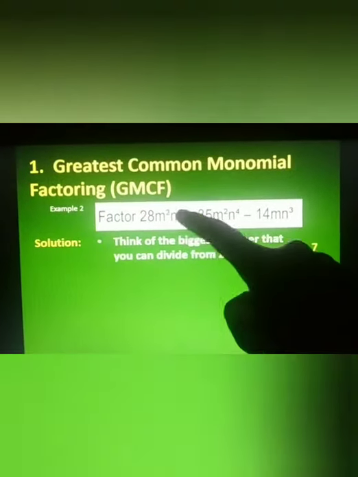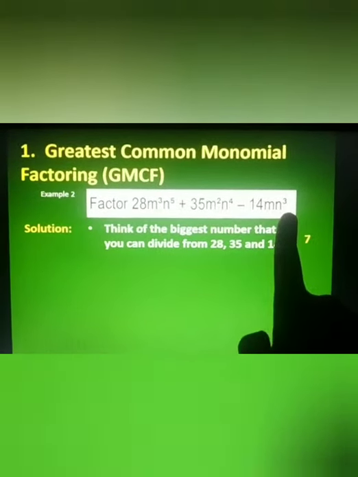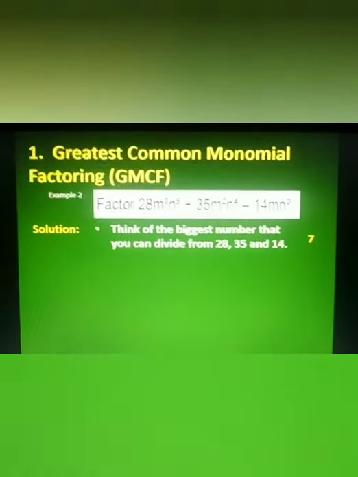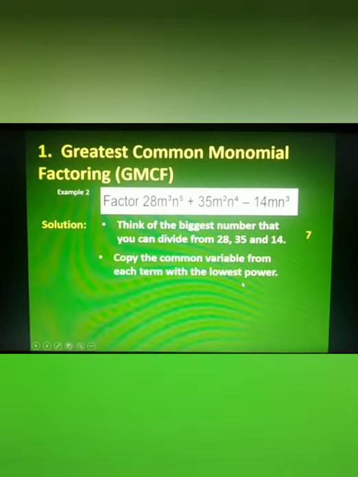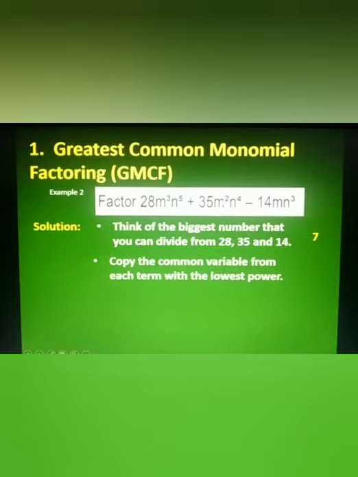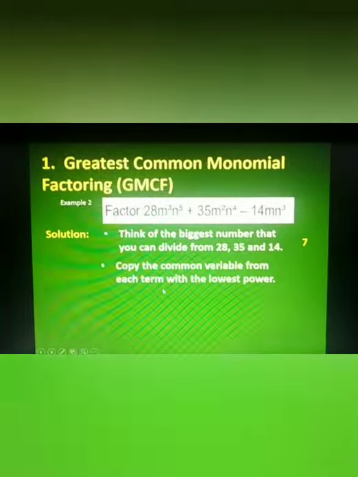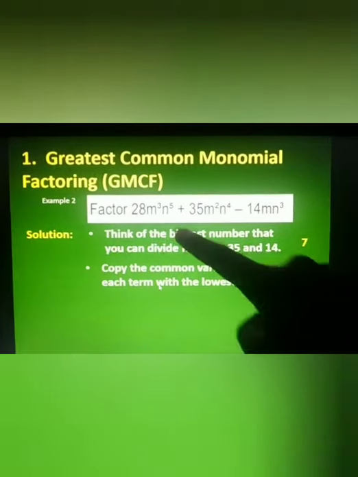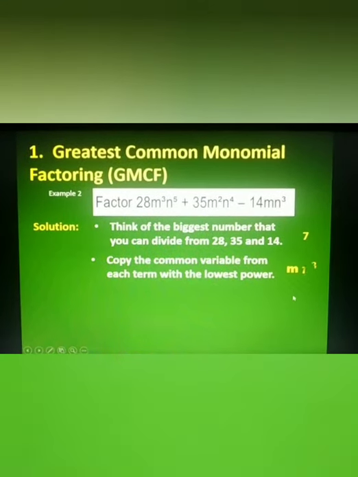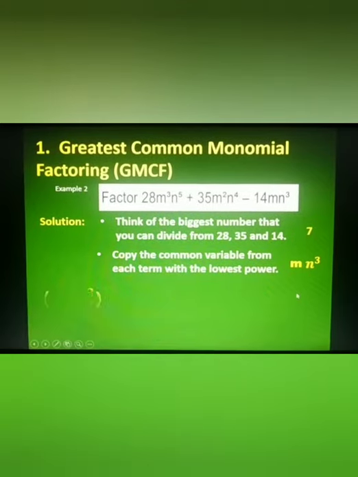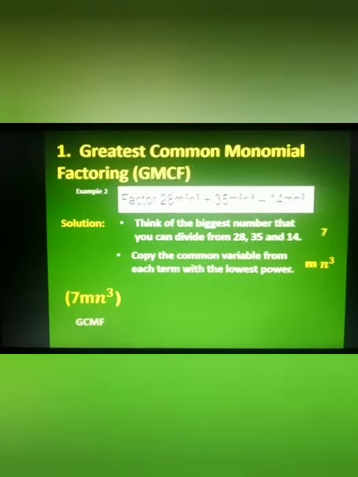Next, how about the variables or the letters? There is m common in the three terms. All three have it, it must be all three. There is also n. But we only take the common variable from each term with the lowest power. So m cubed, m squared, m. What is the lowest power? It's m. So, copy. Next, how about n? n raised to 5, n raised to 4, n cubed. What is the lowest? It's n cubed. So, let's join them. 7mn cubed. This is what we call our GCMF, or the greatest common monomial factor.